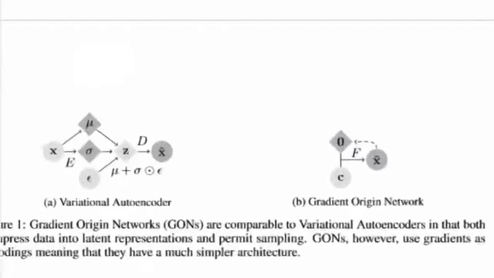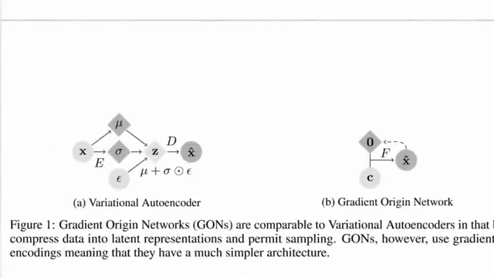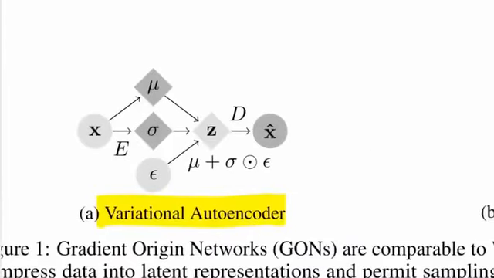Okay, so we'll jump to this right here. This is the comparison between a variational autoencoder and the gradient origin network. In a variational autoencoder, you would have this explicit encoder right here, and you don't obtain the latent representation directly. You actually obtain the distribution in terms of the mean and standard deviation of the latent representation, and then you sample from that distribution to obtain that latent representation.